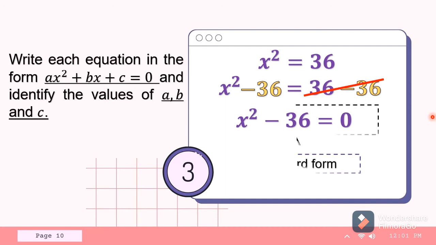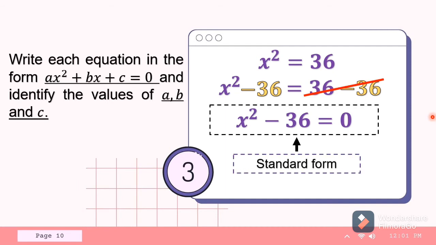Hanapin na natin yung value ni a, b, at c. Kay a, which is the x squared, ano ang value nito? That is 1. Kay b, may nakikita ba kayo dito na linear term or yung may x na kasama? Wala. Dahil wala, ibig sabihin ang b natin dito ay 0. Again, ang sabi dun kanina, ang a lang ang hindi pwede maging 0. So, si b at si c ay possible na maging 0. Then, ang constant term natin dito ay negative 36.